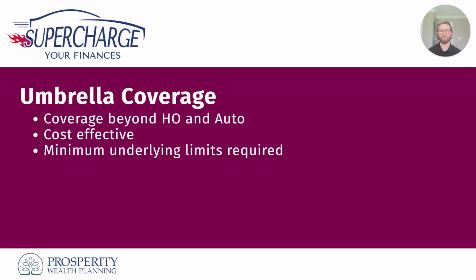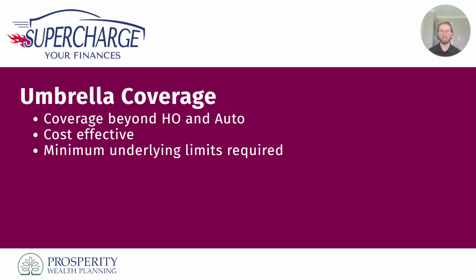The final point here that we want to talk about is umbrella insurance. Now, umbrella insurance covers anything above and beyond your underlying home and auto liabilities. So the third bullet point there is that minimum underlying liability limits are required, meaning you have to have adequate coverage limits on your home and auto policies to even qualify for an umbrella policy. This type of coverage is extremely cost effective, allowing you to get millions of dollars of coverage for a few hundred to a few thousand dollars of premiums.